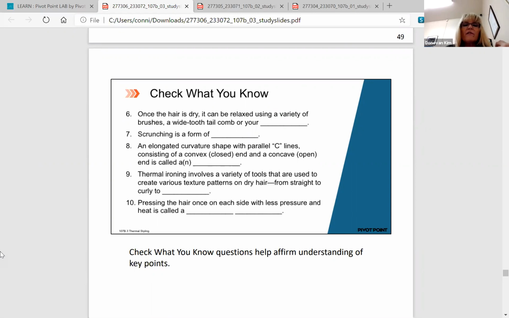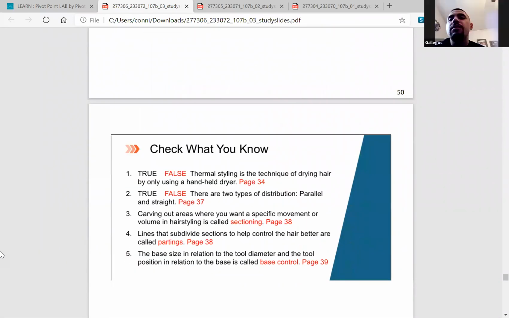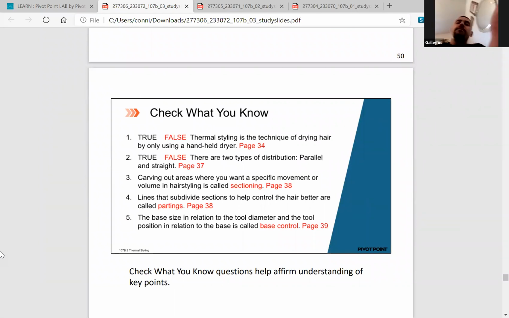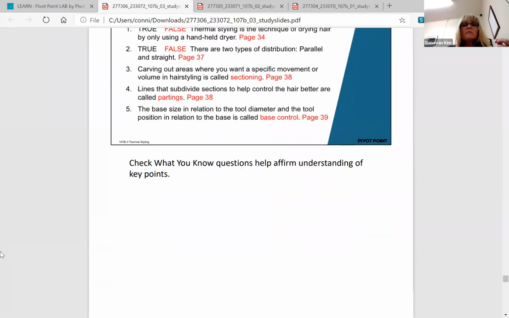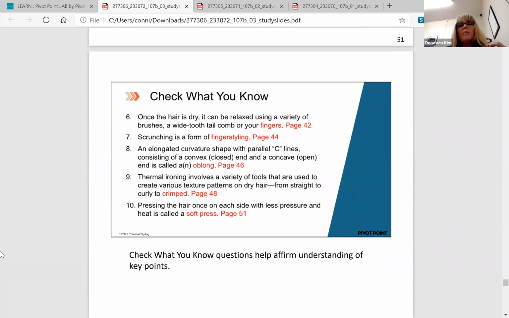Thermal ironing involves a variety of tools that are used to create various texture patterns on dry hair, from straight to curly to tightly curled, I don't know. Pressing hair once on each side with less pressure and heat is called a soft press. Parting, sectioning, okay, we got that one. Fingers, finger styling. Oh, crimp. We said wave. Crimped, yeah. Okay, well, we did pretty good on that.